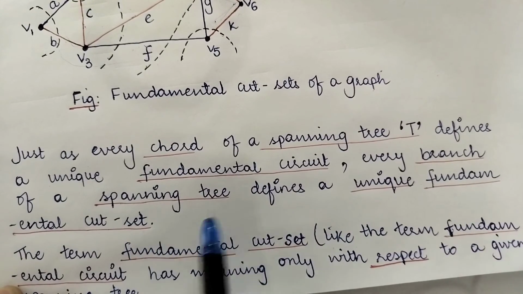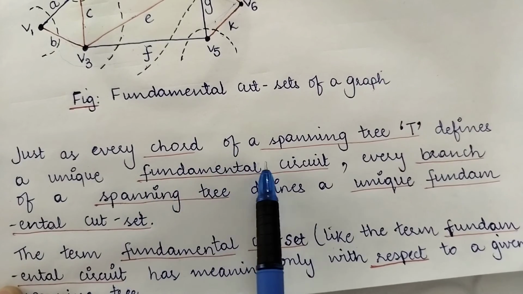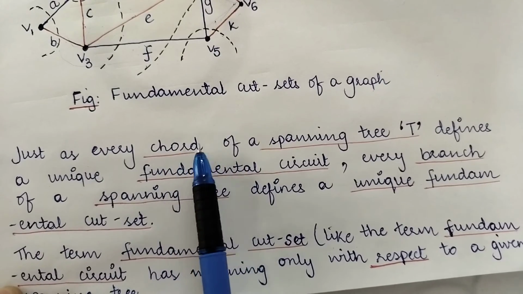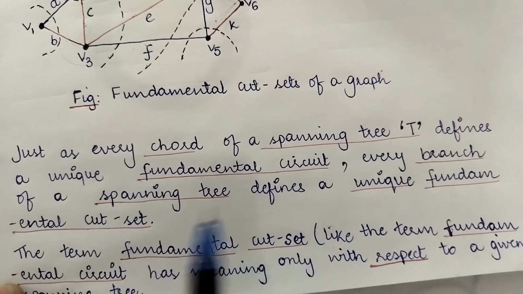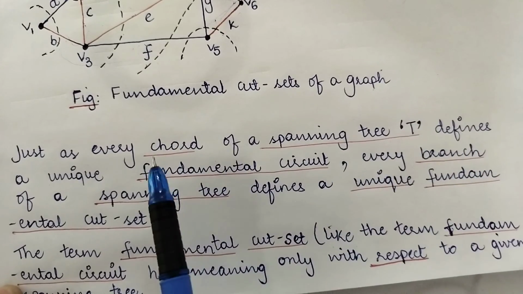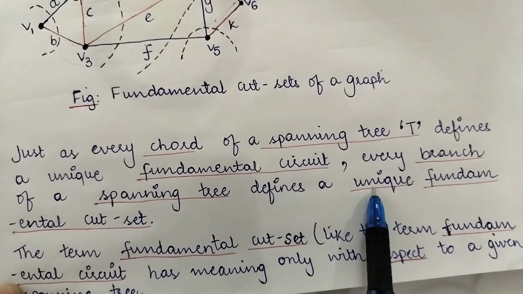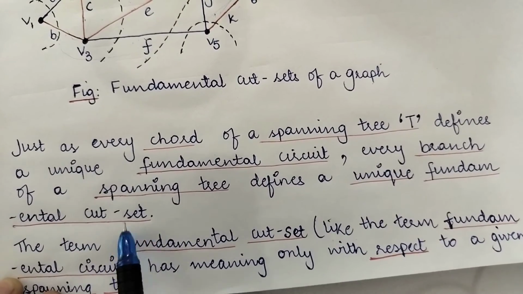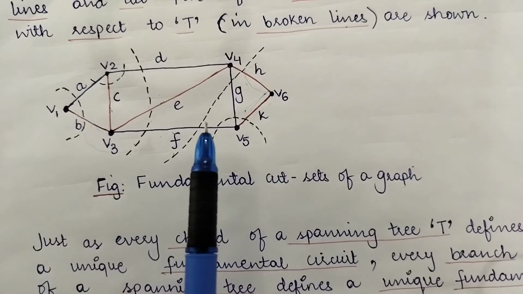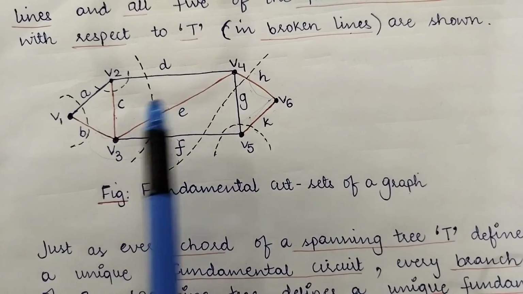Similarly, every branch of a spanning tree is defining a unique fundamental cut set. Just like in a fundamental circuit, every chord defines a separate fundamental circuit, you need separate chords. Similarly, for separate fundamental cut sets, you need separate branches, right? Because here you must have seen in all the fundamental cut sets, the chords can be repeated, but the branch is not repeated in any of the cut sets.